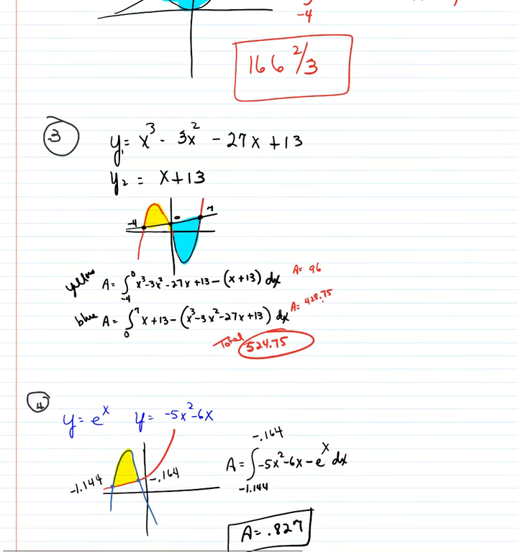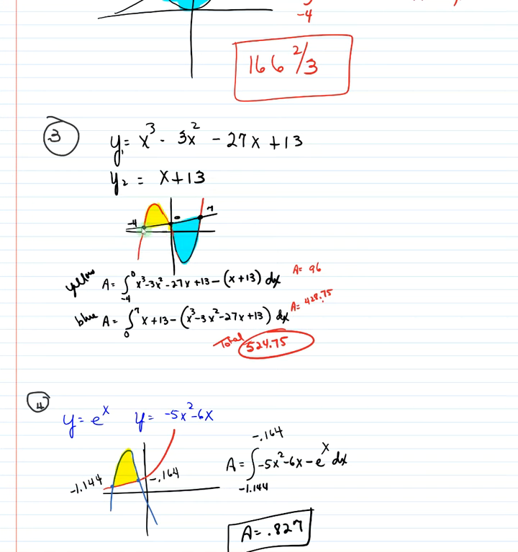Let's look at number 3. All right, so number 3, y equals x cubed minus 3x squared minus 27x plus 13, and y2 is x plus 13. So when you put those in your calculator, you get your cubic one and you get your straight line. Well, there's 2 regions. There's this yellow region, and then we have this blue region. And if you notice, for the yellow, the cubic thing is on top. For the blue, the line is on top. So that affects our integral.